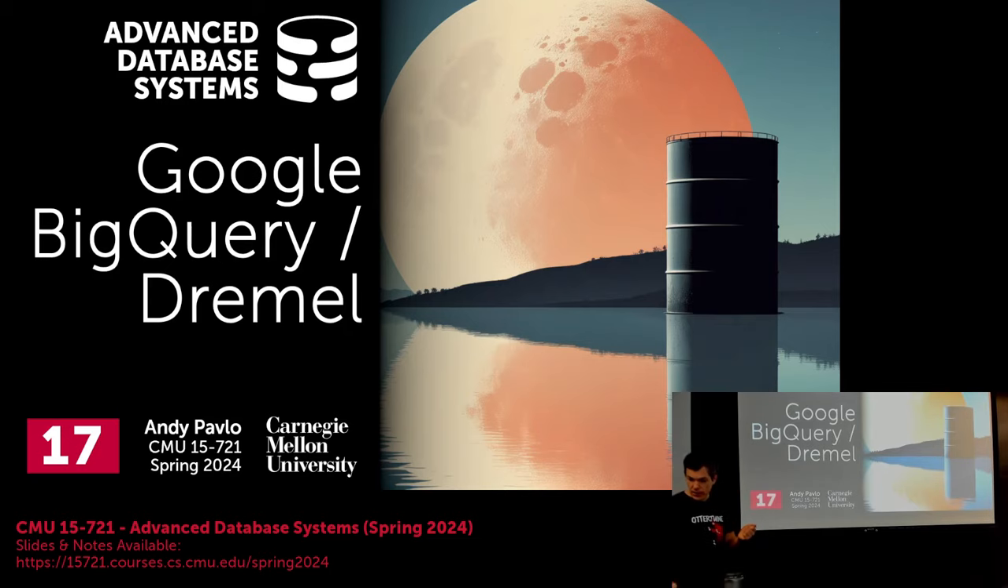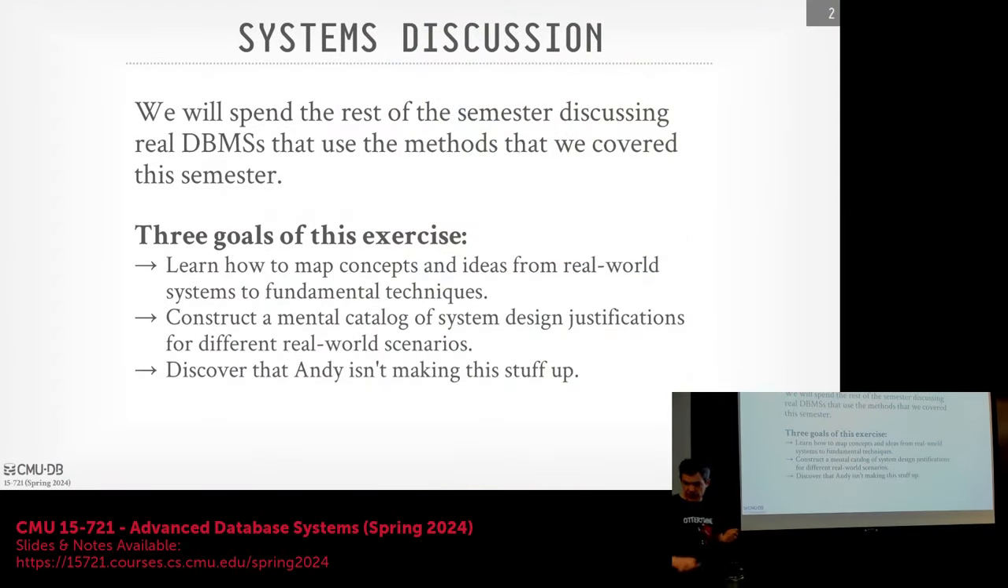So, for this point in the semester, we're gonna start reading papers about individual systems. Obviously the paper you guys read today was on Google BigQuery, but the purpose of this part of the semester is now to examine and look at how companies are building real systems based on the technologies and methods and techniques and algorithms that we talked about throughout the entire semester.